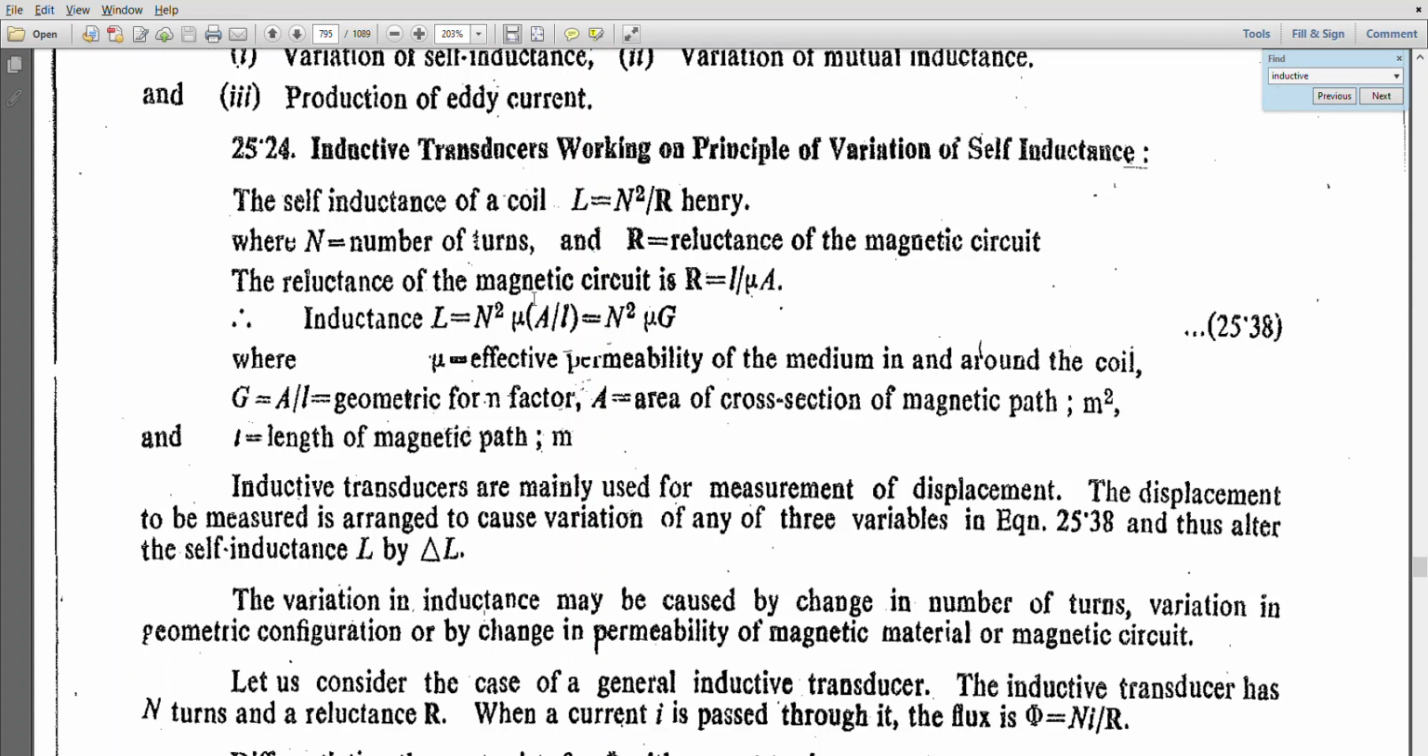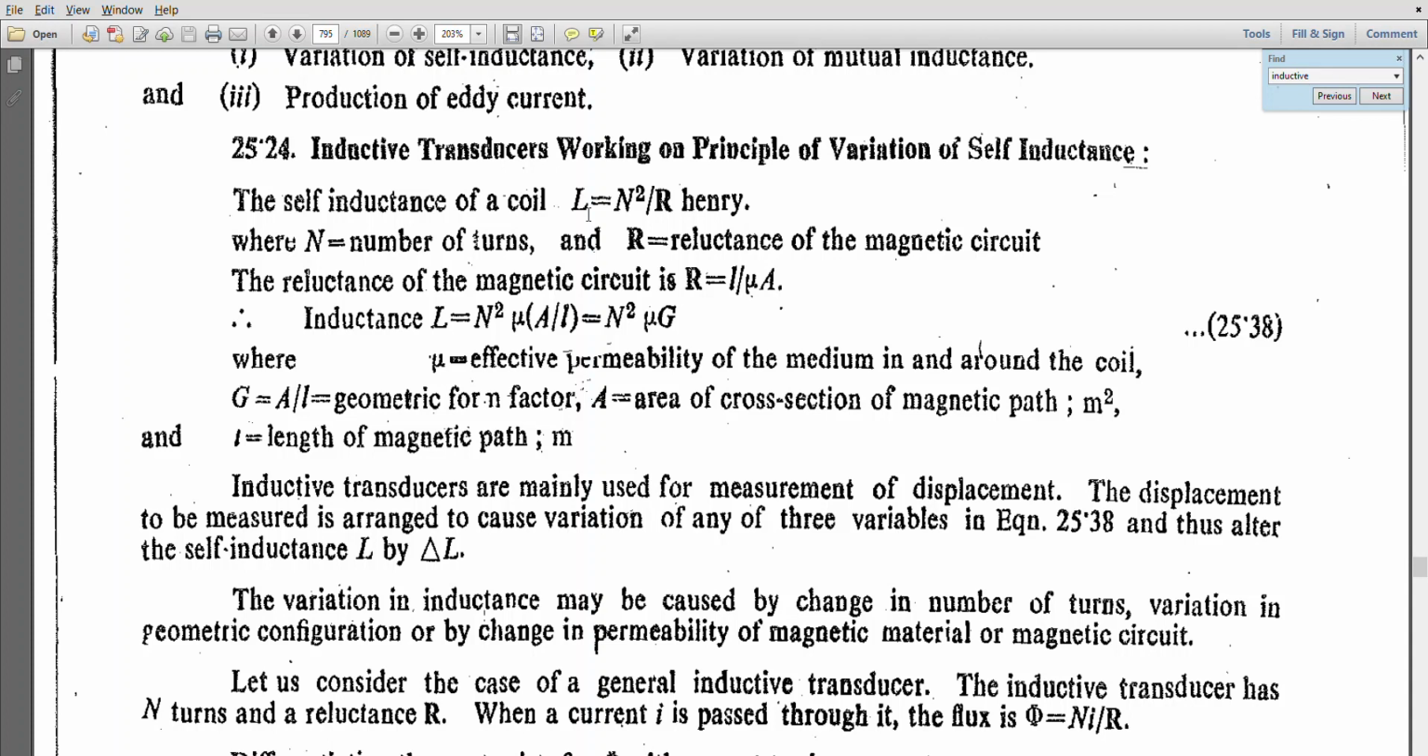I told you that when the current in the coil changes, the magnetic flux lines linked with the coil change, and because of this change, an EMF is induced in the coil. That EMF will oppose the cause producing it. If that EMF is induced in the same coil, the inductance is called self-inductance. Self-inductance of the coil can be defined as N squared by R, where N is the number of turns and R is the reluctance of the magnetic circuit.